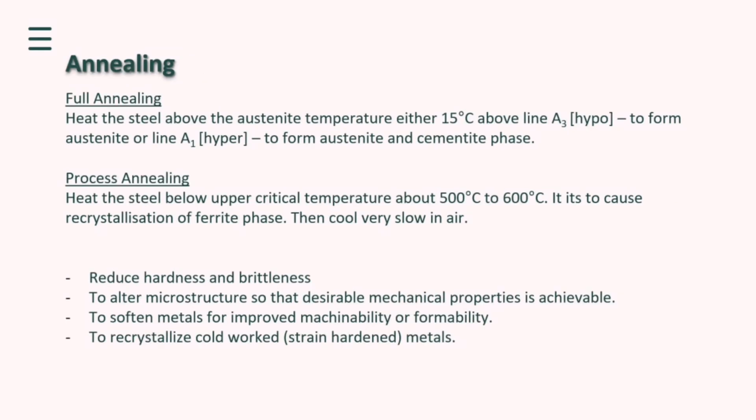There are 2 types of annealing, full annealing and process annealing. Full annealing, we heat the steel above the austenite temperature, either 50 degrees Celsius. Process annealing, we heat the steel below the upper critical temperature, about 500 to 600 Celsius. It is to cause recrystallization of a red phase. The full annealing is about 50 degrees Celsius to 40 degrees Celsius.